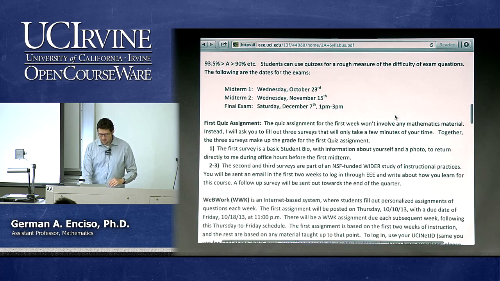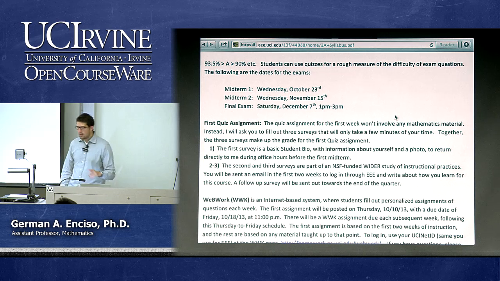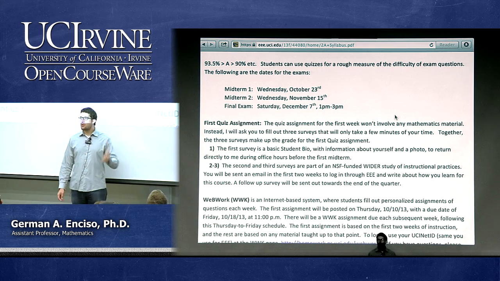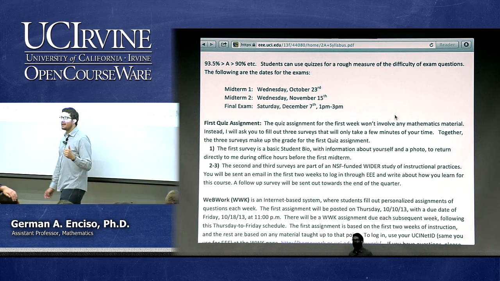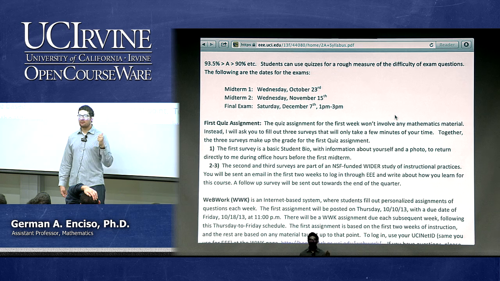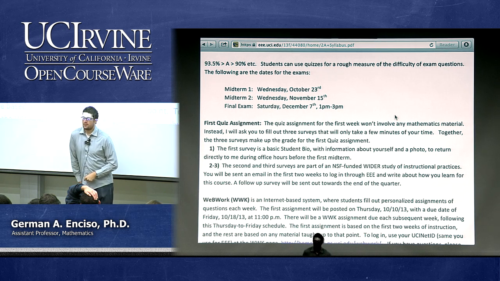The midterm dates are here. By the way, be careful if you downloaded the syllabus 3 or 4 days ago or before, because the dates have been changed. It used to be November 13th, now it's November 15th.